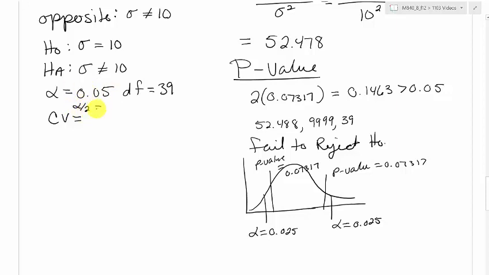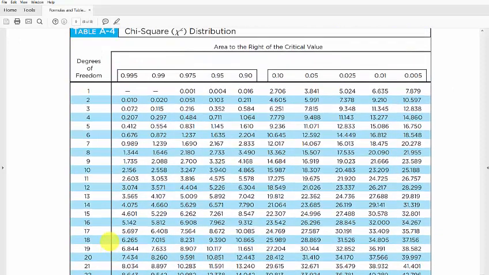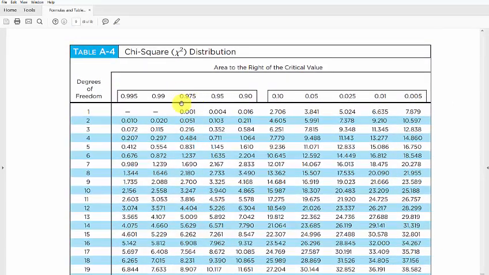Because it's a two-tailed test, we need to divide that by 2. And 0.05 divided by 2 is 0.025. So we need to find two numbers in our table. The first one is going to be with an area to the right. That's going to be 0.975. And then also the area to the right, that's 0.025. So let's bring up our table. So we want the 0.975 area to the right. That's going to be the tail on the left with an area of 0.025 to the left of it.